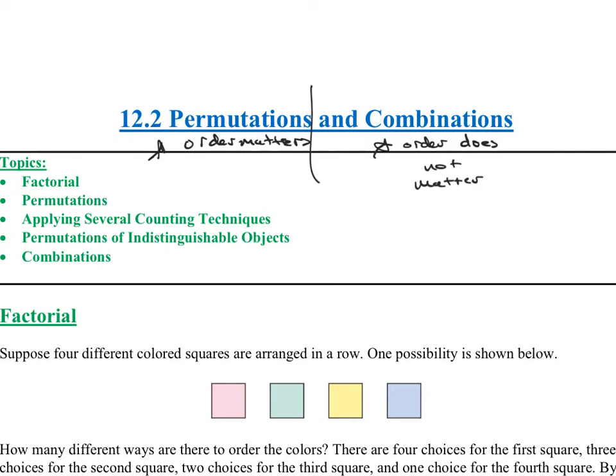Versus, what if I wanted to take 3 of you out to lunch? If I took 3 of you out to lunch, it doesn't matter if you were picked first or picked second, you're still coming out to lunch with me.